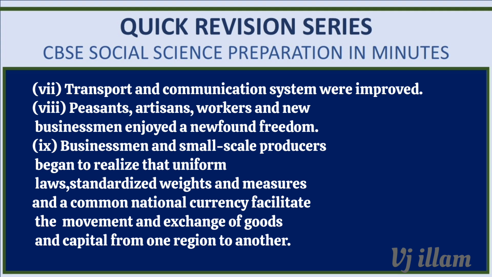So this was relieved. And ninth point, businessmen and small scale producers began to realize that uniform laws, standardized weights and measures, and a common national currency facilitate the movement and exchange of goods and capital from one region to another. So everything was uniformly maintained. Uniform measures were used, uniform currency was used. So all this helped the businessmen to grow. The peasants, artisans, the business people, everyone was happy with this Napoleon Code, which was introduced by Napoleon in 1804, which is also called the Civil Code of 1804.